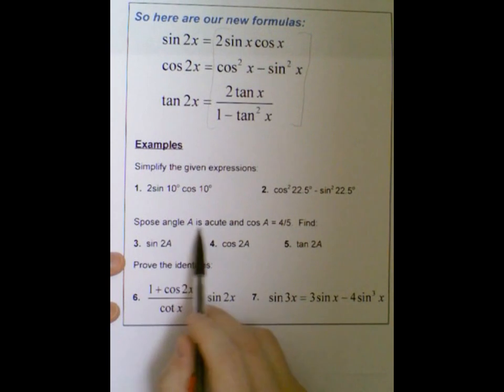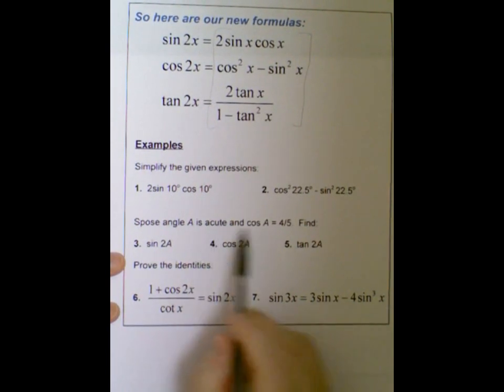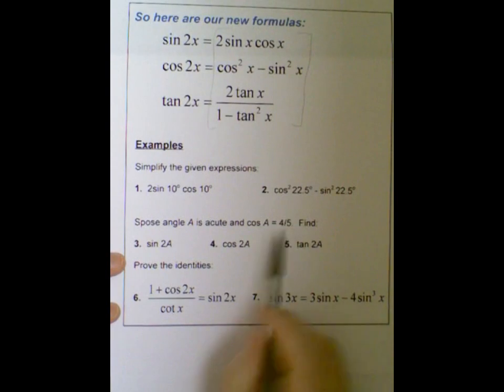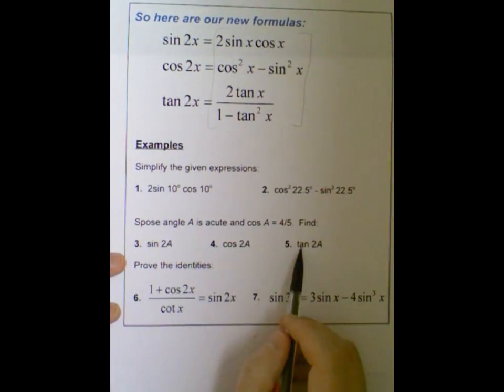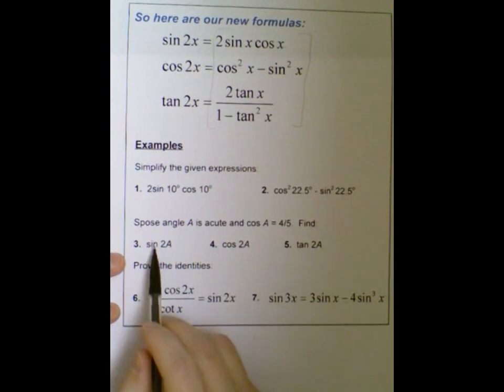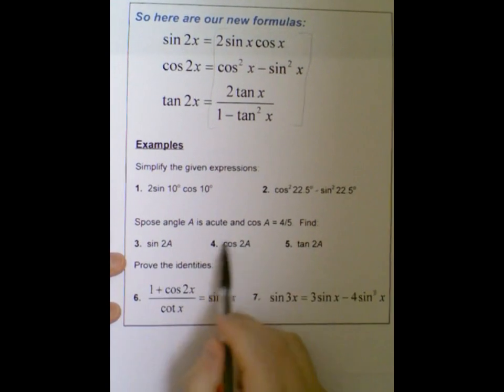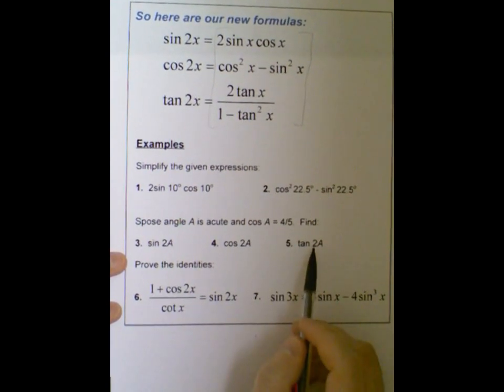Suppose angle A is acute. Think about what that means. And you know the cosine of A is 4 over 5. Can you find each of these? You know it's the same tactic that we had before. If you have no idea where to start, always start with the formulas and just write it out and see what you can find with that.